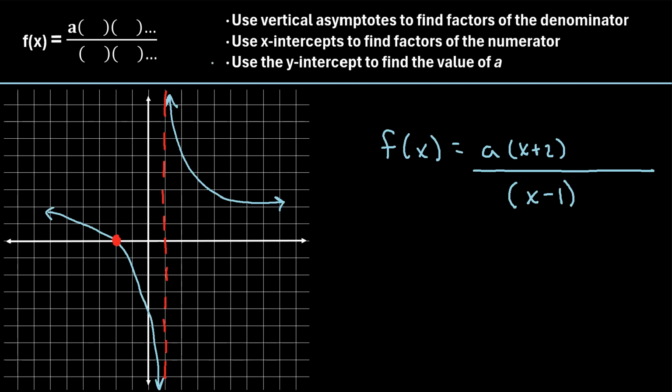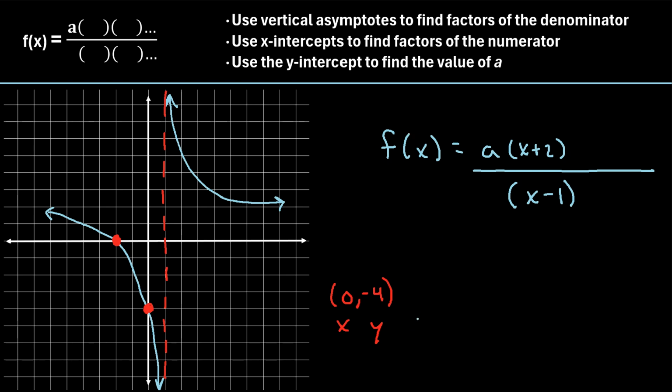The very last step is to use the y-intercept to find the value of a. So let's identify our y-intercept. That's where the graph crosses the y-axis. We can see that it crosses right here at this point. That would be at the point 0, 1, 2, 3, 4, negative 4. So at 0 and negative 4, that's our y-intercept. What we can do is say when x is equal to 0, y must be negative 4. Or in other words, f(x) must be equal to negative 4.